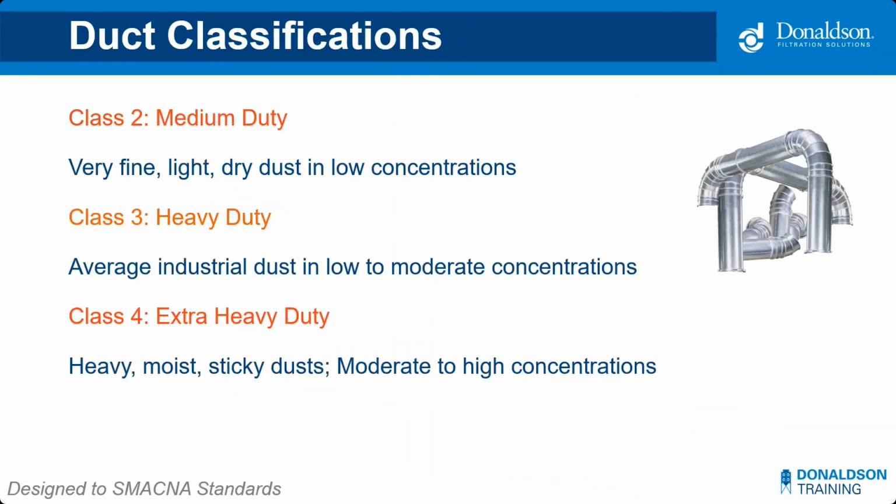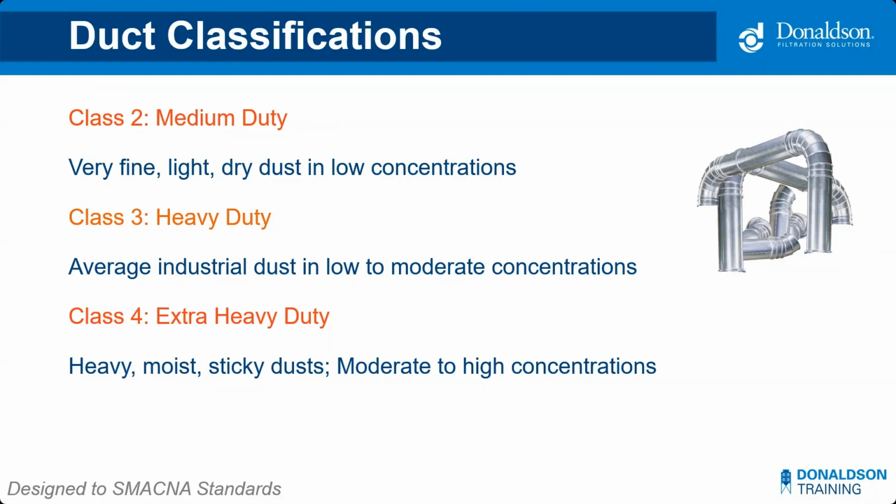Very good. Most dust collection applications will use class 2, 3, and 4 ductwork, which are designed to SMACNA standards, and that's the Sheet Metal and Air Conditioning Contractors National Association. The higher the class rating of the ductwork, the heavier the gauge. Class 2 is typically used for very fine, light, dry dust and low concentrations, things like cotton, lint, or wood, maybe flour. Class 3 is most frequently used for industrial dust in low to moderate concentrations, or very fine, light, dry dust in high concentrations.